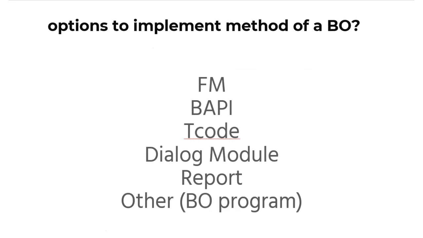What are the options to implement a method of a BO? What are the possible ways you can implement a method of a business object? It could be a function module, a BAPI, a transaction, a dialog module, a report, or anything else.